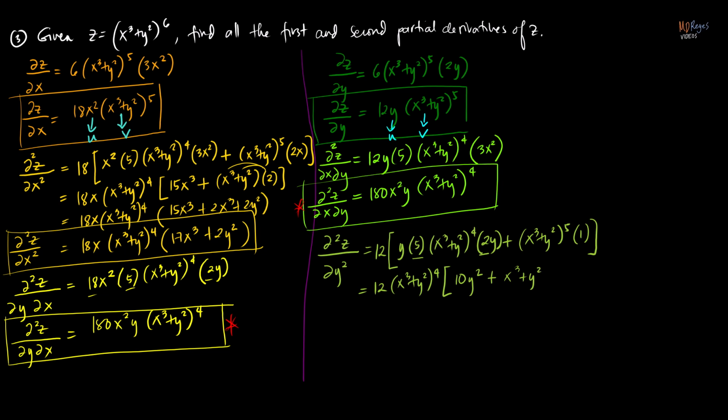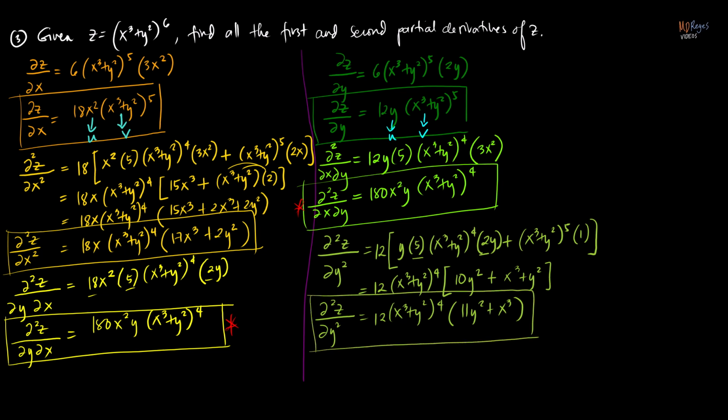Alright. So just combine like terms and we'll have 12 times x cubed plus y squared to the fourth power times 10y squared plus y squared, which is 11y squared, plus x cubed. This is the second partial derivative of z with respect to y, first partial with respect to y. Alright, that's it.